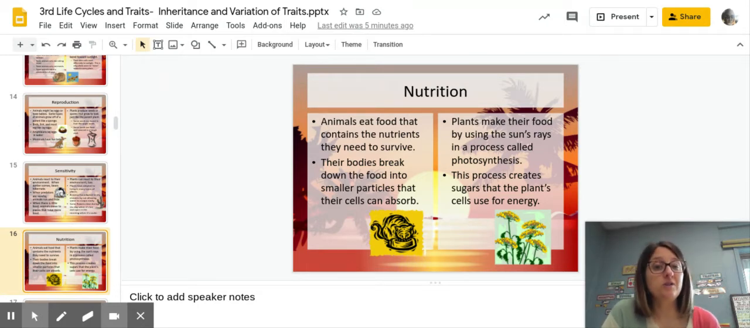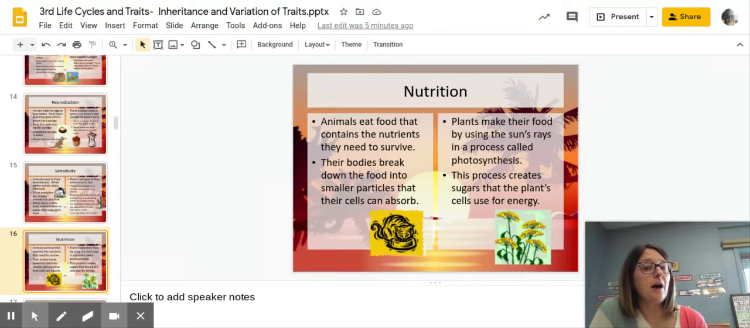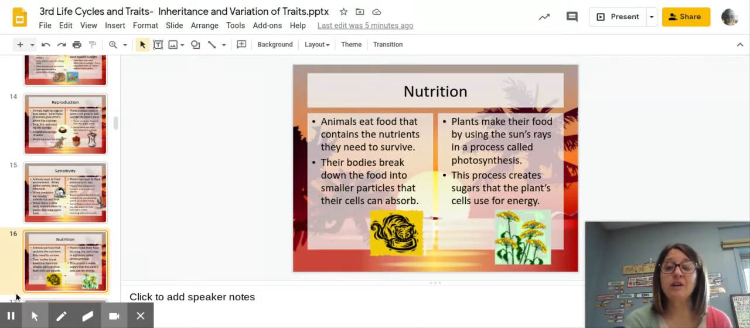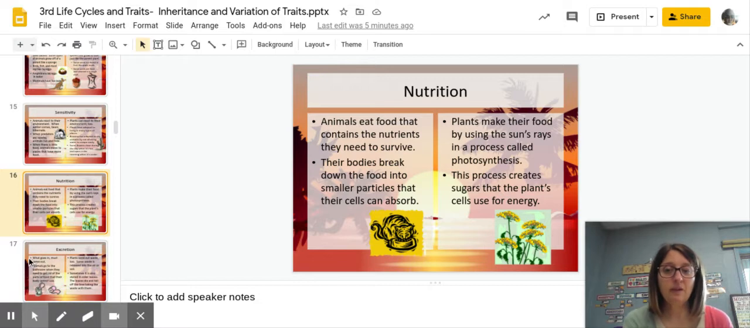But plants also have to have nutrients. They get their food and their nutrients from the sun's rays, and this really fancy scientific word called photosynthesis. That's the process this happens. And what happens is as the sun hits the plant's leaves, it will create the sugar that the plant is able to use for energy. So we move, we reproduce if you're alive, you're sensitive to things, you need food.